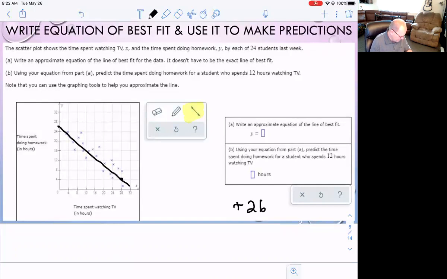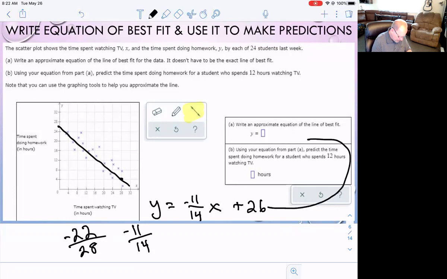Okay. Now my line's just a little bit low, but it says approximate, so I'm not going to worry about it. Here, from 26 to 4, I went down 22, and I went over 28. That's the same as down 11 over 14. Negative 11 over 14 times x. There is my equation.